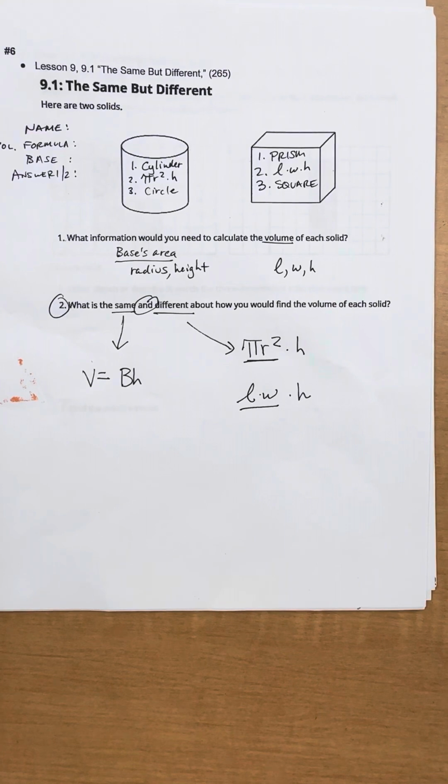And they said same and different. So for this one, LWH, for this one, they're both base times height. That's what's the same. What's different: one is pi r squared times height versus the other is length width times height. Great job.